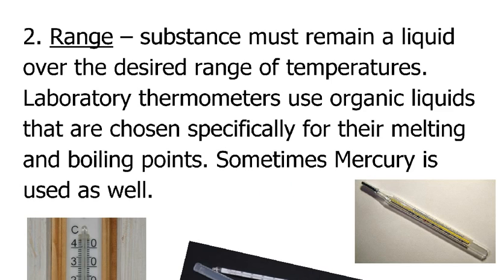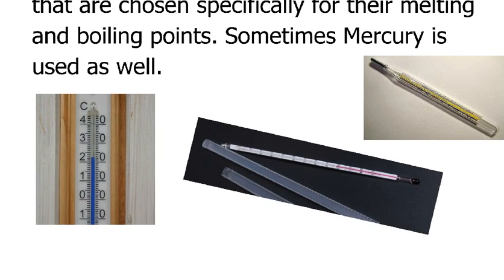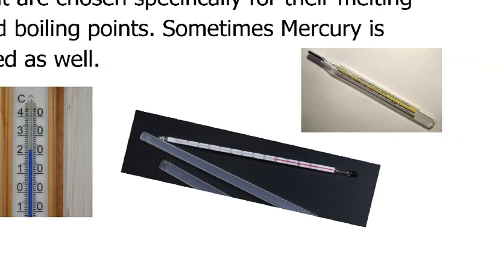Sometimes mercury is used also. Basically, the range is really simple. It's how far you can measure. So here, this thermometer has a range only up to 40 degrees Celsius. So you wouldn't want to put that in boiling water. Okay? Let me zoom in on this one.